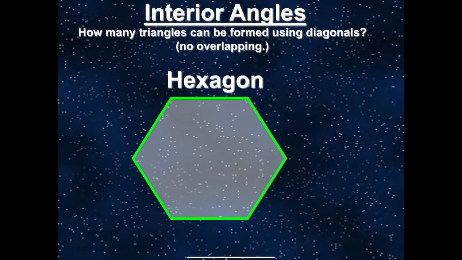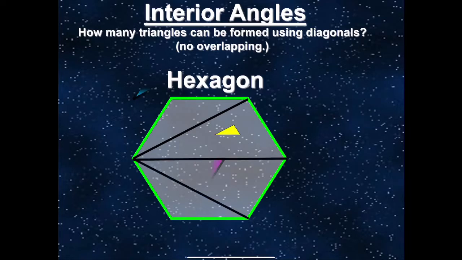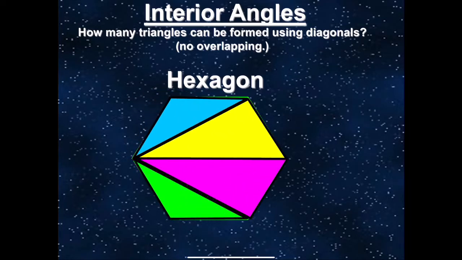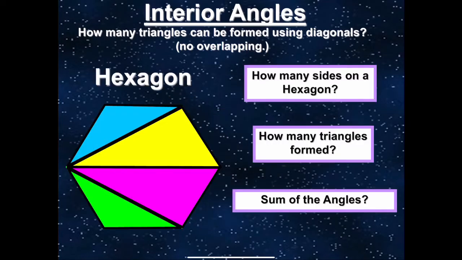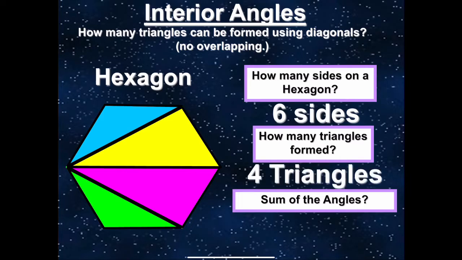Hexagon, moving on to that one. How many triangles can be formed using diagonals for that one, with no overlapping? We have a diagonal right there, a diagonal there, and a diagonal there. So it looks like we have 4 triangles. So how many sides are on a hexagon? Well, there's 6. How many triangles? 4.